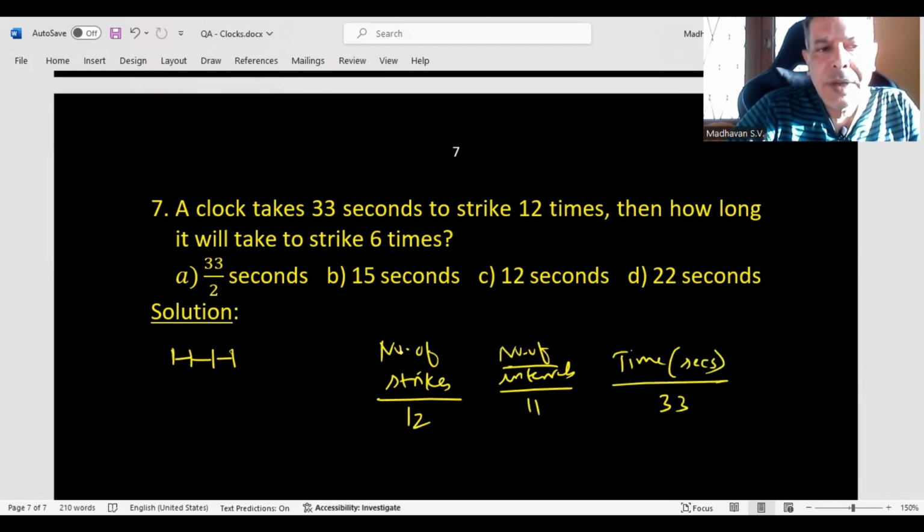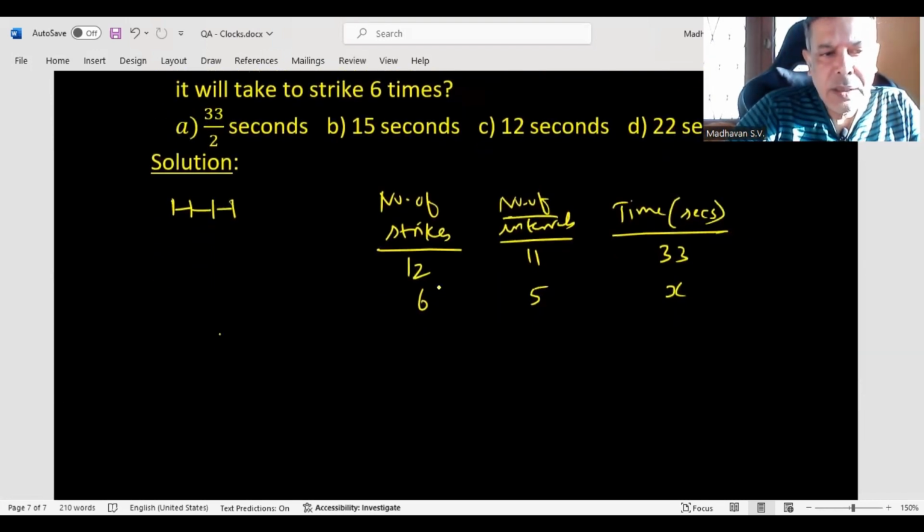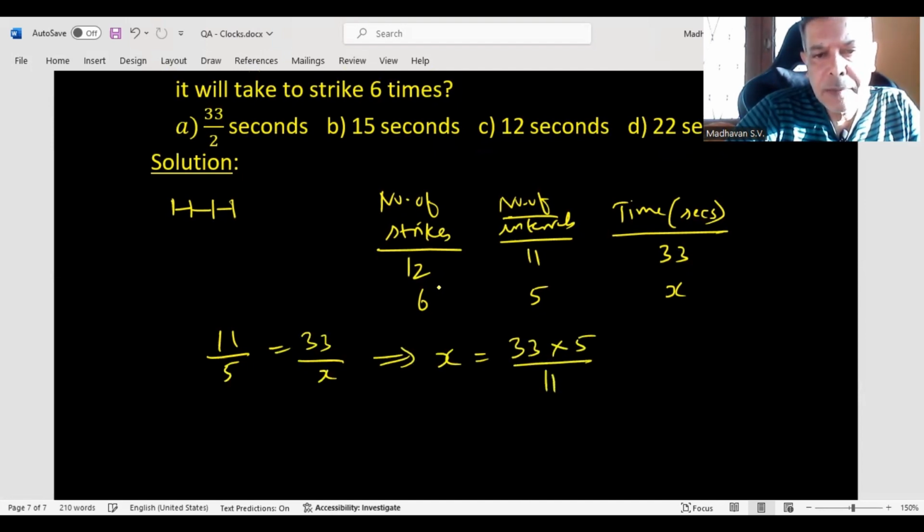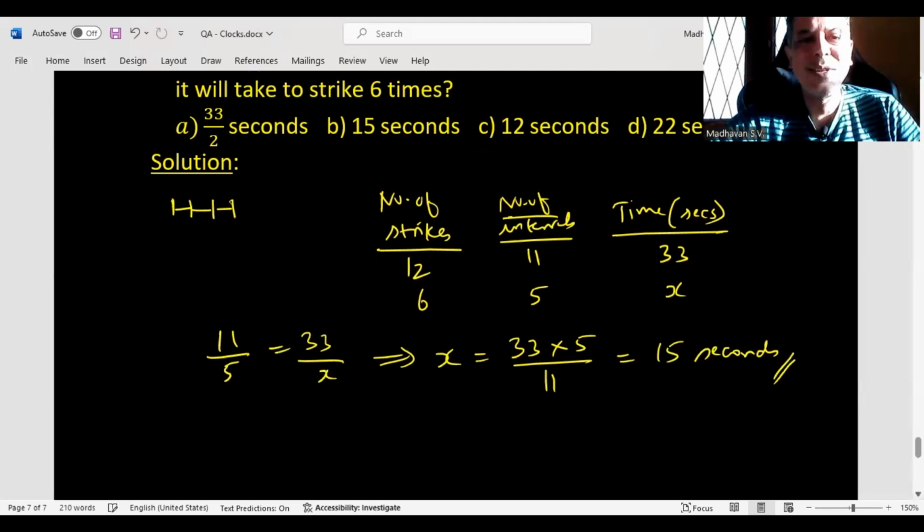Similarly, if it has to strike 6 times, then it will cross 5 intervals. We need to find out the time. So that means 11 by 5 is equal to 33 by x, which means our x will be 33 into 5 divided by 11. So 3 into 5, 15 seconds. So that is the solution for this question.